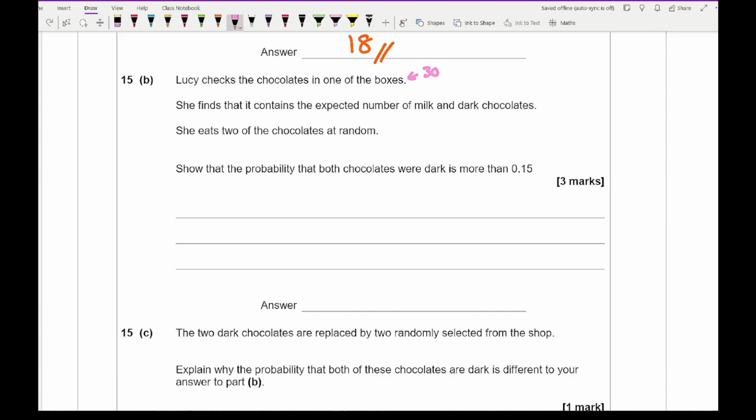So the box contains 30 chocolates. To work out the number of milk, the probability of selecting a milk is 0.6. So if I multiply that by 30, it's going to give me an answer of 18. Then for dark chocolates, the probability is going to be therefore 0.4. Multiply that by 30, and that gives me an answer of 12.